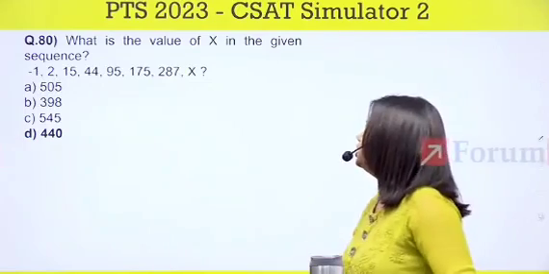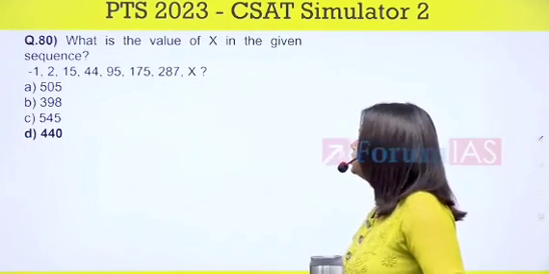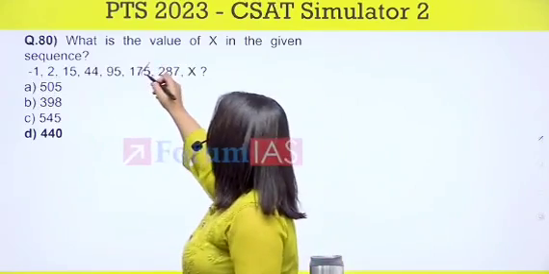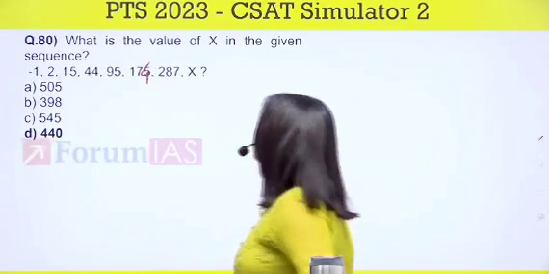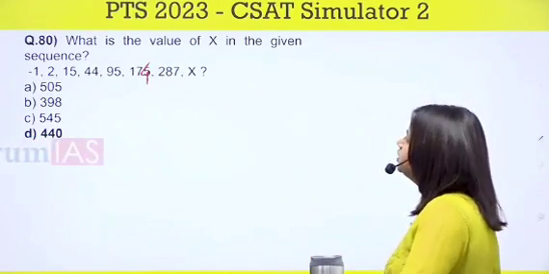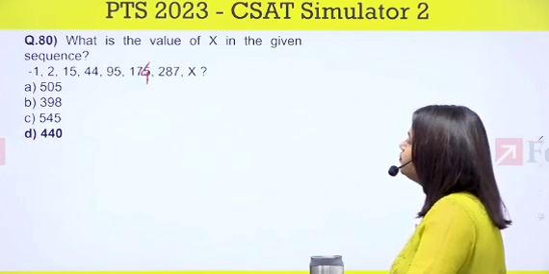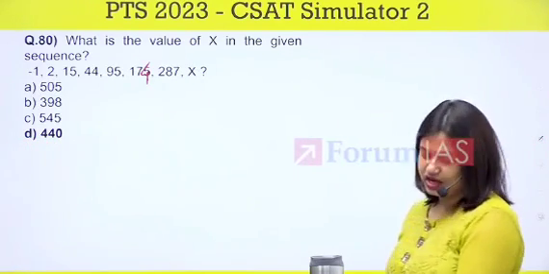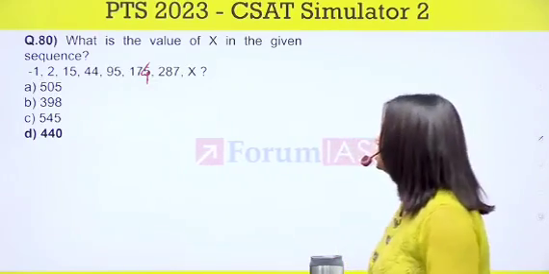Now question 80. What is the value of x in the given sequence? This is not 175, this is 174. So what is the value of x in the given sequence? You have minus 1, 2, 15, 44, 95, 174, 287 and x. What is the series?